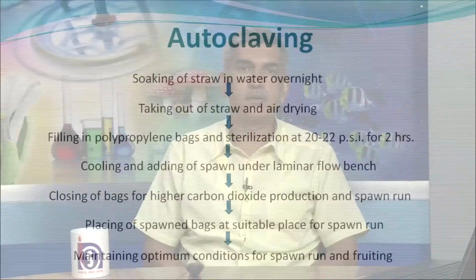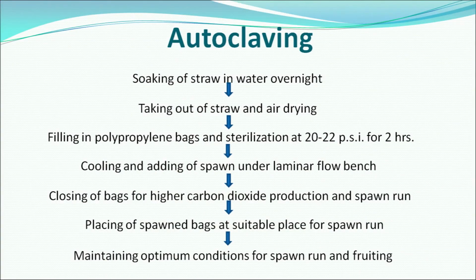And another method is autoclaving. This method is particularly used for mushrooms which require better, more refined conditions, and it is more popular for king oyster mushroom. So, here we have to soak the straw in water overnight, and then after some little air drying we have to fill it in polypropylene bags, and we can go for sterilization just like in the case of spawn.